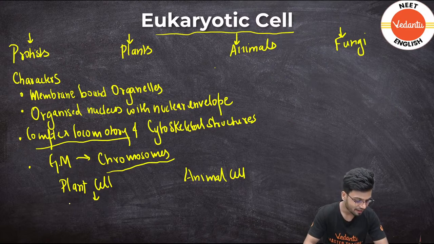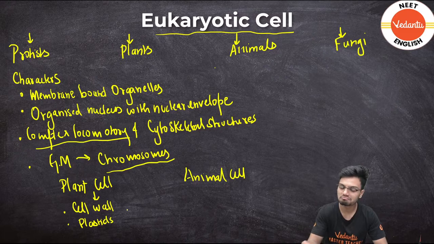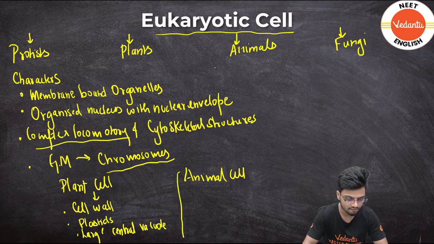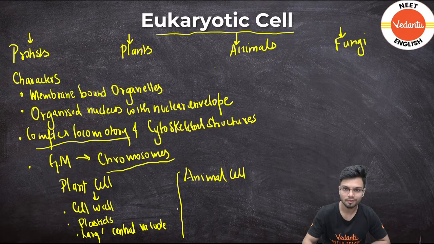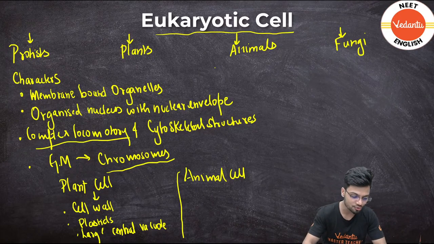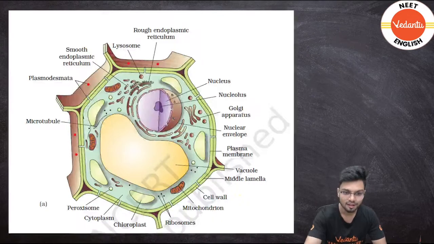The plant cell has something called a cell wall. All of you know that. It has plastids. Do we find plastids in the case of animals? Obviously not. Then we also have a large central vacuole. But what is that one organelle which is very exclusive to your animals? The one organelle which is exclusive to your animals, not found in your plants, is your centrosome or centrioles. Clear?